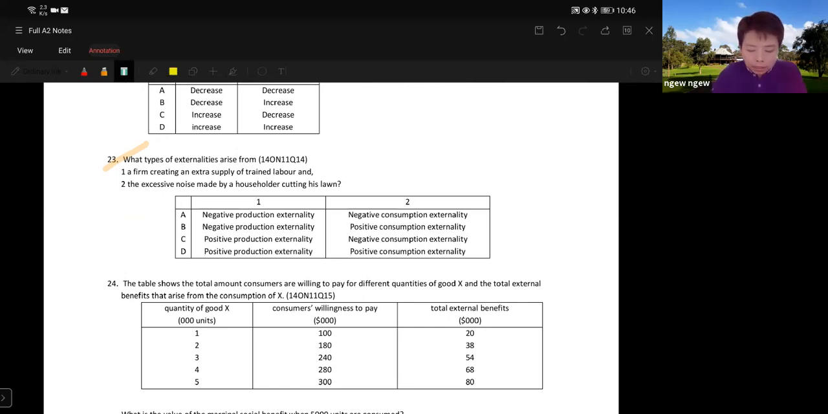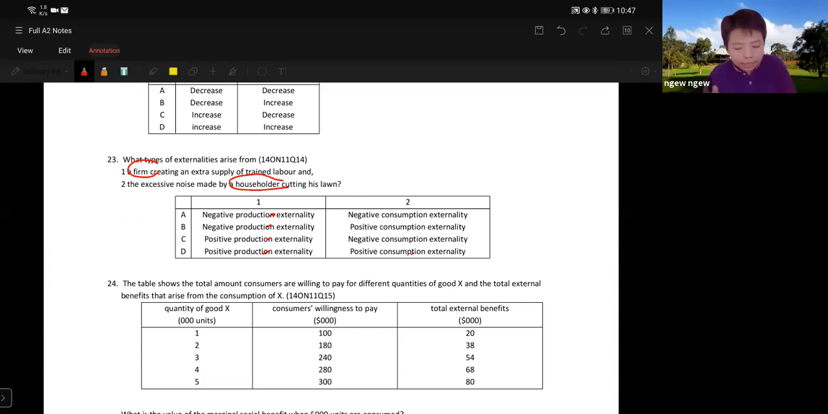Now, point 1, a firm creating an extra supply of trained labor. The first thing you need to identify is whether this action is from the producer or from the consumer. Since they mentioned a firm, it is a production externality. Firm's action, production. And secondly, noise made by a house owner cutting his lawn, then definitely it is a consumption externality.